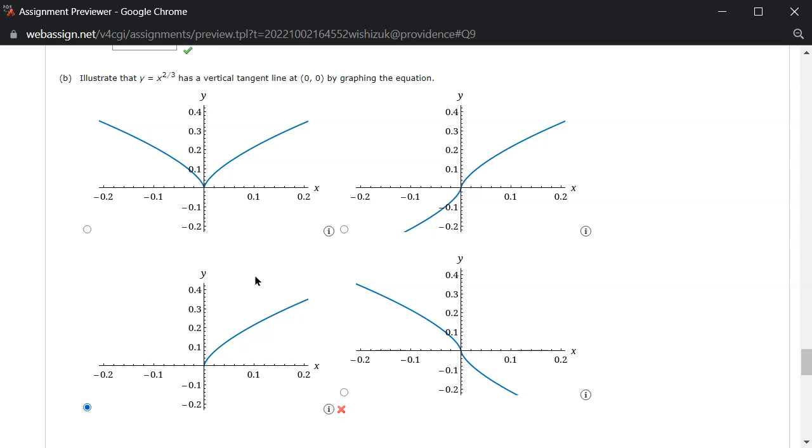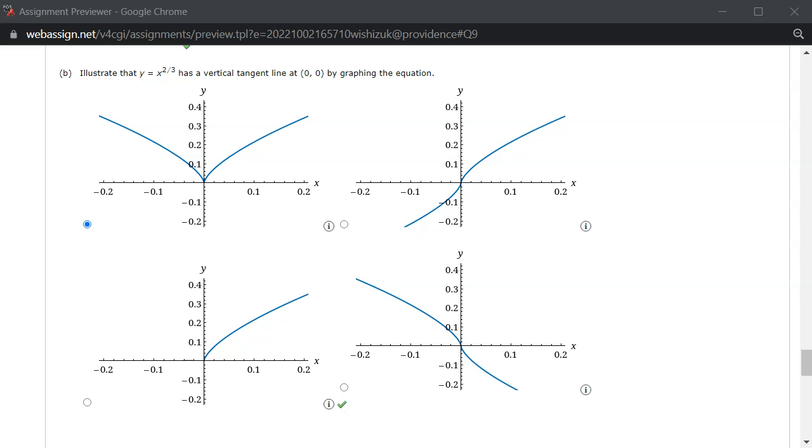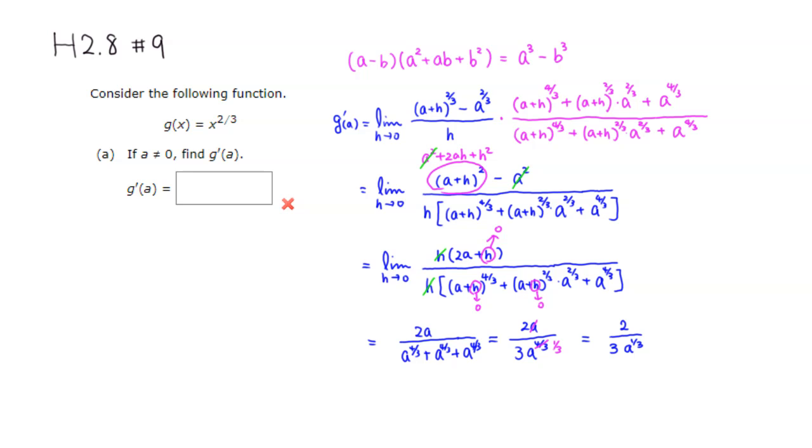So this is it. Let's check the answer. It came back and it looks like we got the graph correctly. All right, that's it. I hope that this was clear.